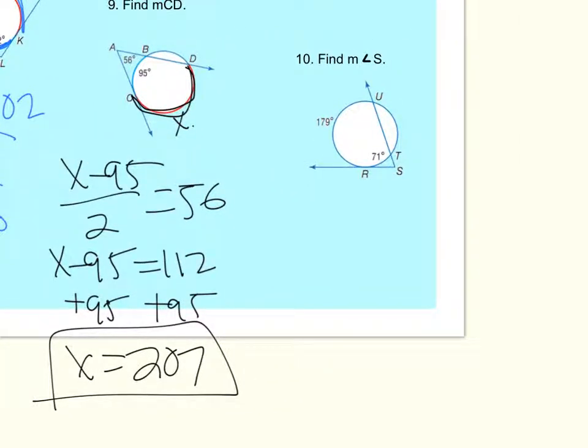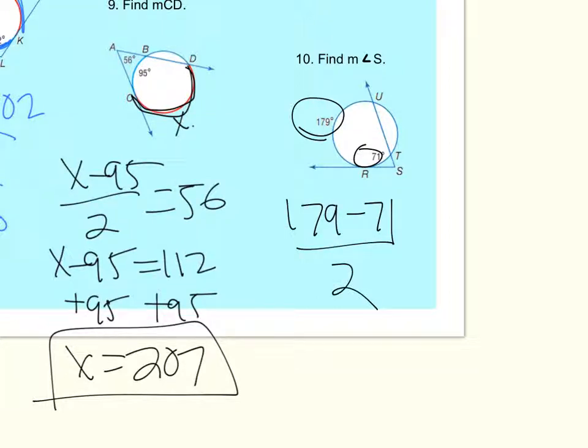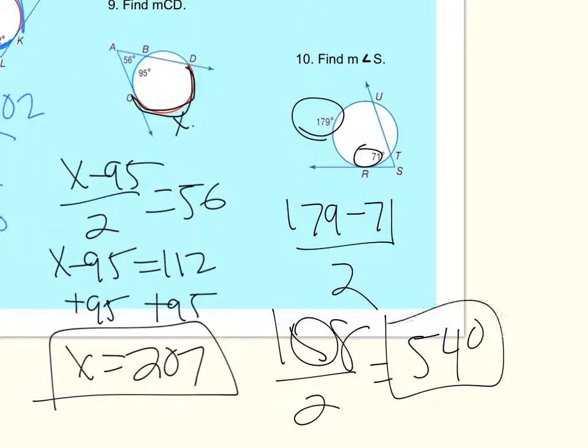So here, 179 minus 71 divided by 2. That's going to equal 108. 108 divided by 2. So that angle is going to be 54 degrees.